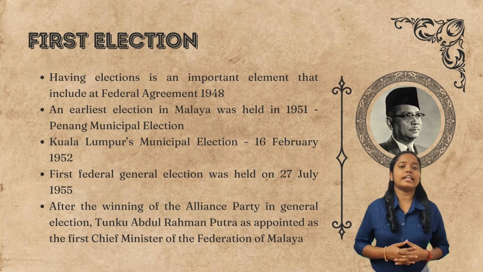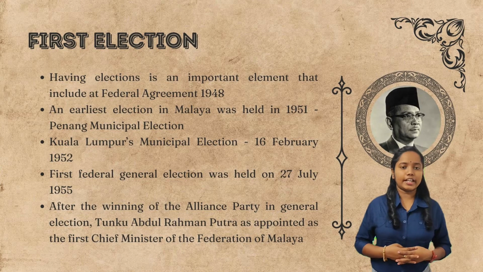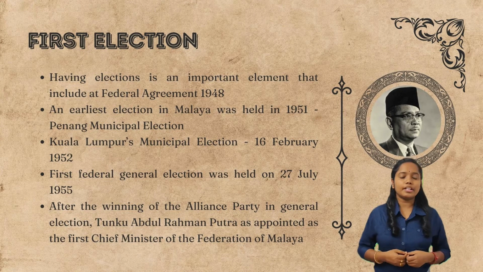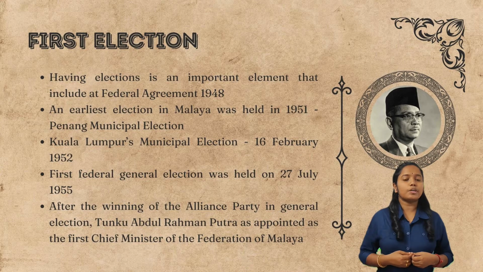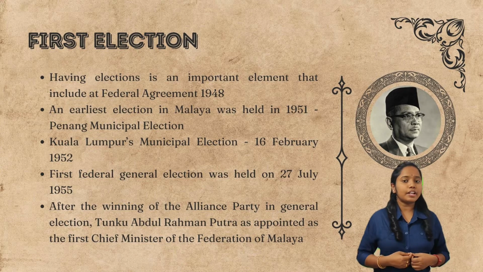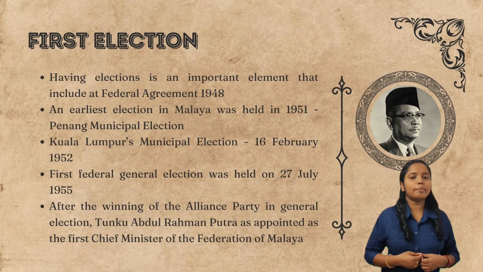Having elections is an important element, including the Federal Agreement 1948. The earliest election in Malaya was held in 1951, known as the Penang Municipal Election. Moreover, the first Federal General Election was held on 27 July 1955. After the winning of the Alliance Party in the general election, Tunku Abdul Rahman was appointed as the Chief Minister of the Federation of Malaya.